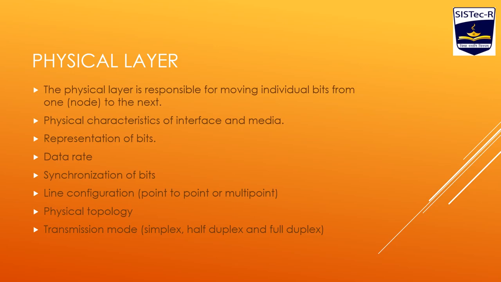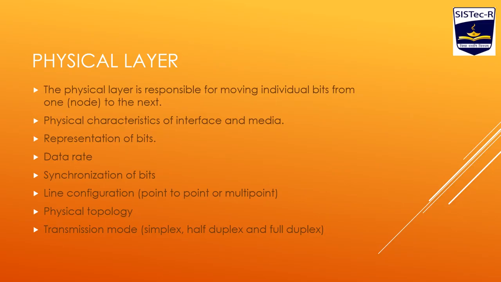Now when transmission takes place, bits will be encoded into signal. These bits will be changed into the signal. And the physical layer also defines the bit rate, meaning data transmission rate, representation of bits, synchronization of bits, line configuration, physical topology, and transmission mode. So I'm going to explain to you one by one what all these points are.